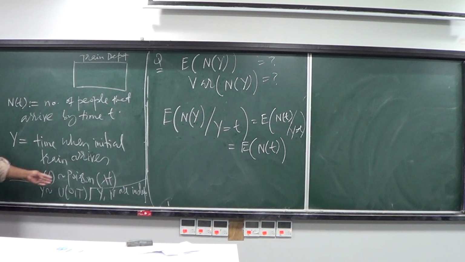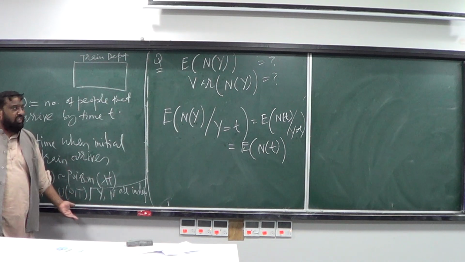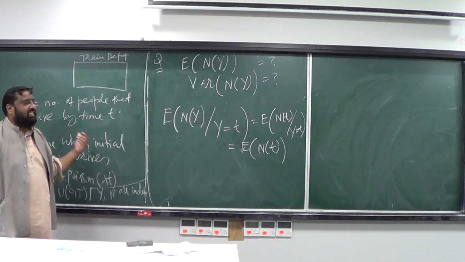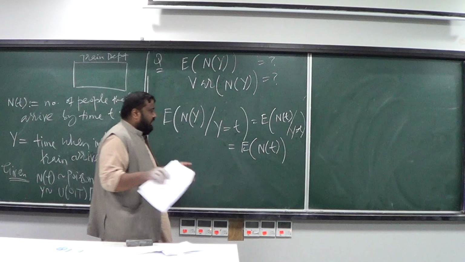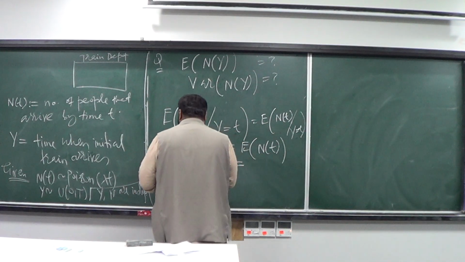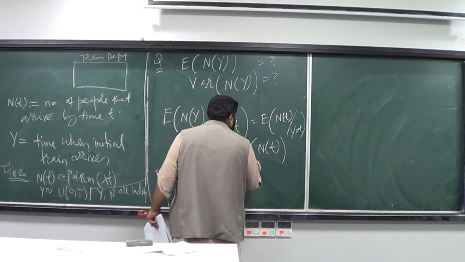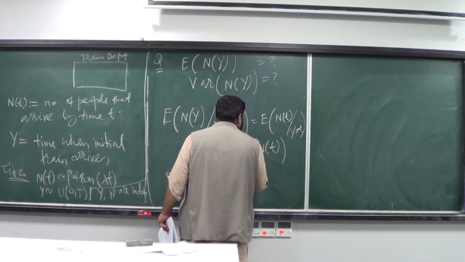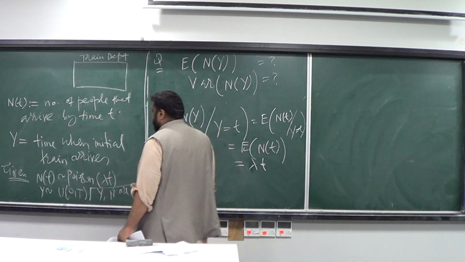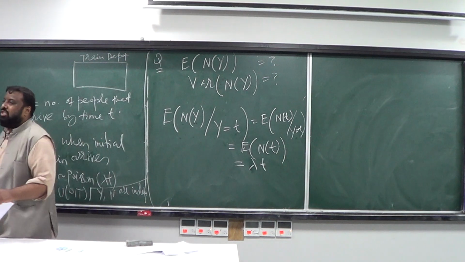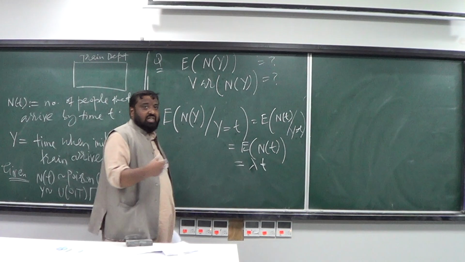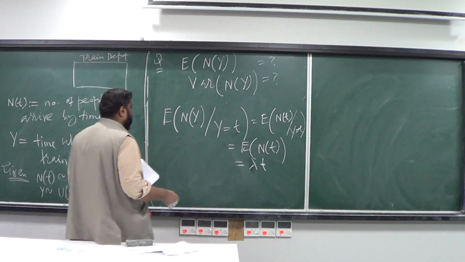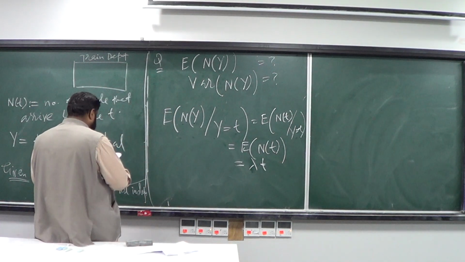That N of t has a Poisson distribution. So if we know that N of t has a Poisson distribution, then we also know its expected value and its variance. The expected value of N of t is equal to lambda t. The Poisson distribution with parameter lambda has expectation lambda, so therefore this must be lambda t.